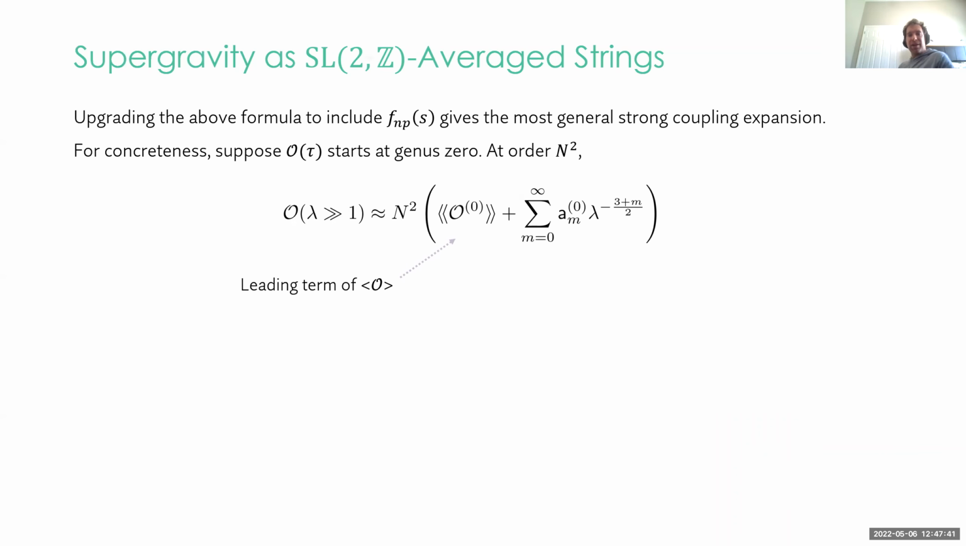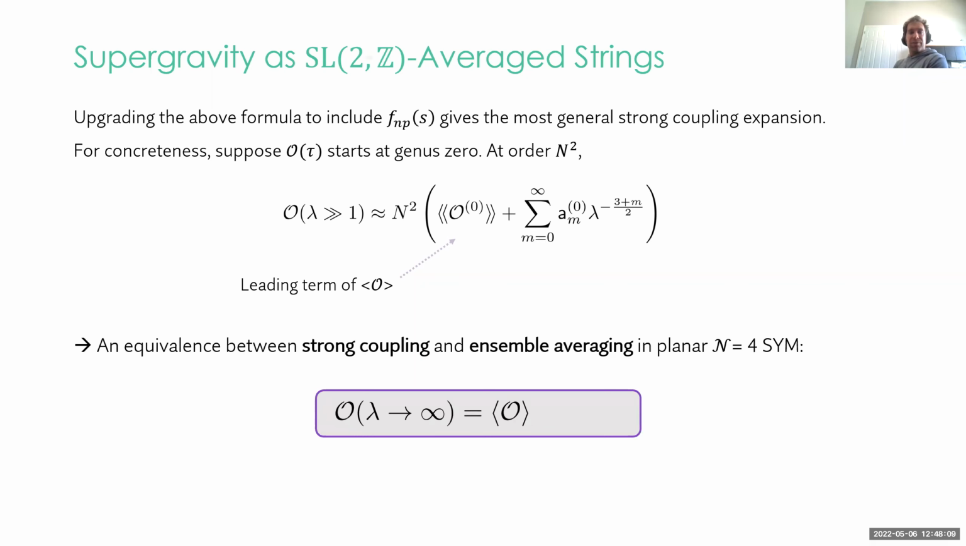If you generalize this to include finite N and the non-planar terms, to give the most general strong coupling expansion, you see the same kind of structure. What you get, for example, at order n squared is the following. You get a constant term, which is the leading term of the average at large n, the order n squared piece of the average, plus the subleading terms in 1 over lambda. So this is a lot like the usual expansion we develop, except the infinite lambda piece is also identified as the leading term of the average. So you derive an equivalence between strong coupling and ensemble averaging in this large n sense. And of course, you can rephrase this holographically like so.